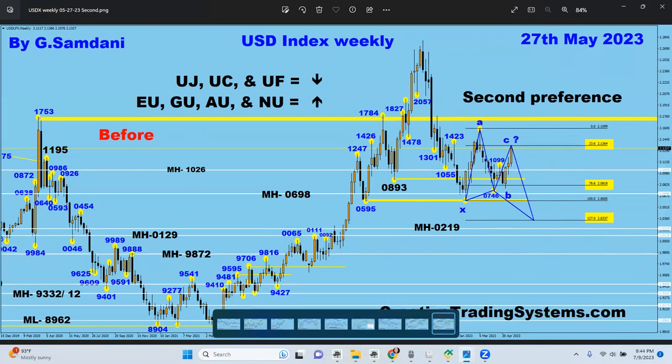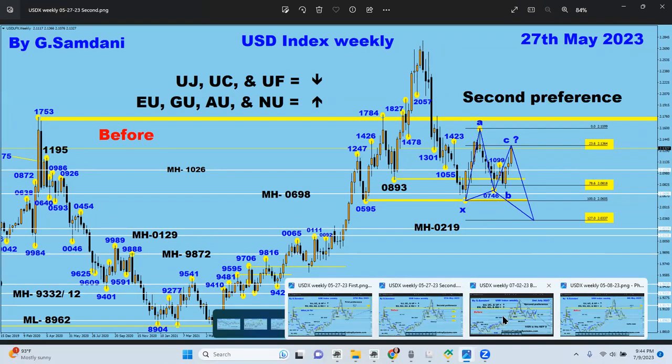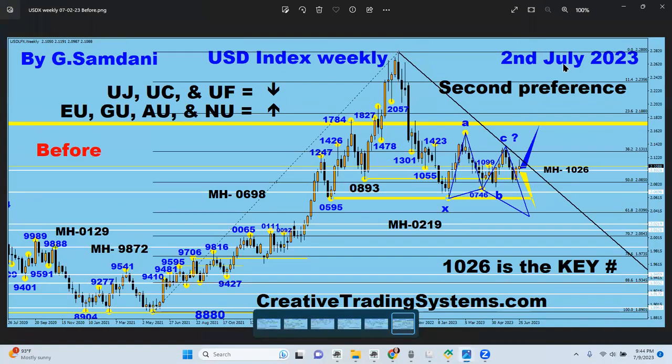So now what happened? After a little while, my second preference started to work out. And on 2nd July, I made this chart that it was dropping, but right here, 0893, it started to bounce and hit this TL, and then kind of stayed just above 1026. So at this time, on 2nd July, I said that if we can manage staying above 1026, then we will go up to my first preference. And if we stay below, then we're going to come down here for my second preference.